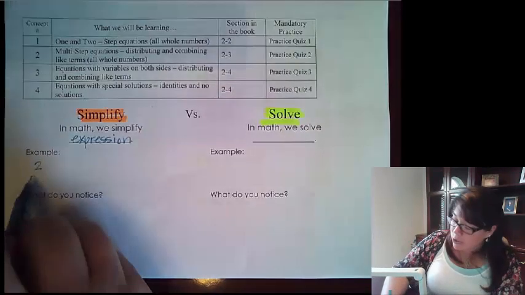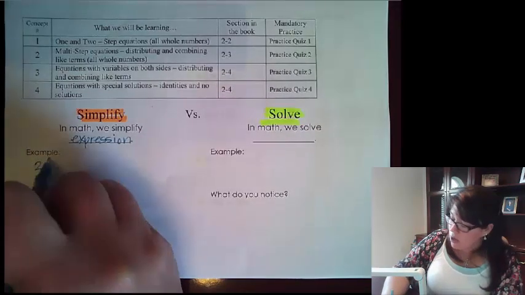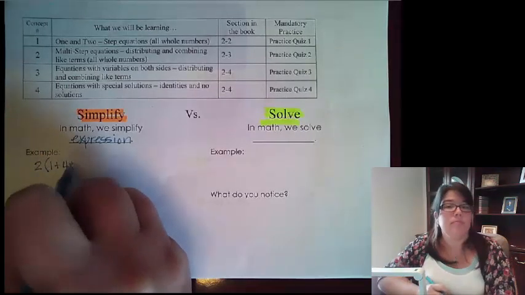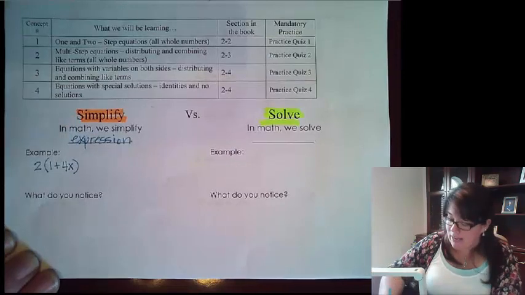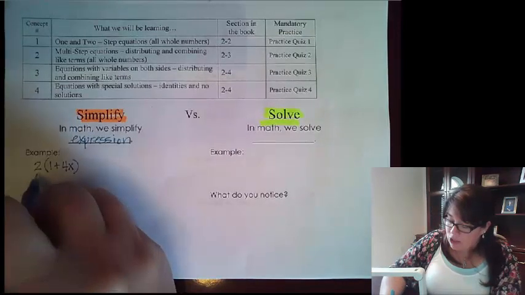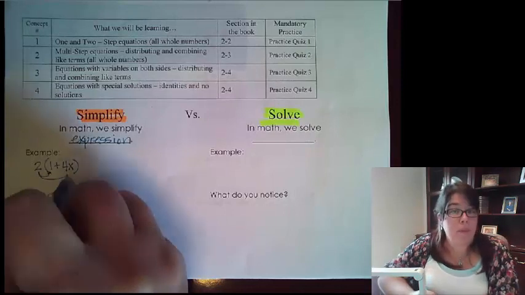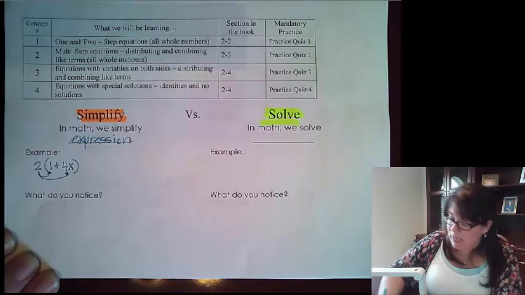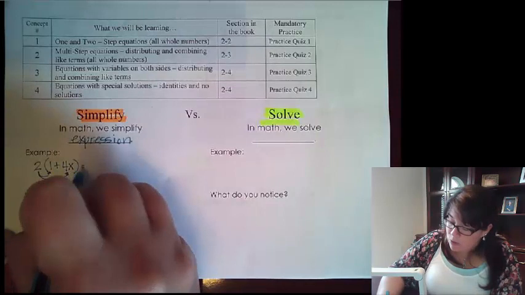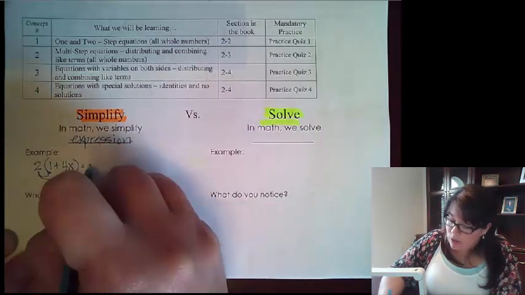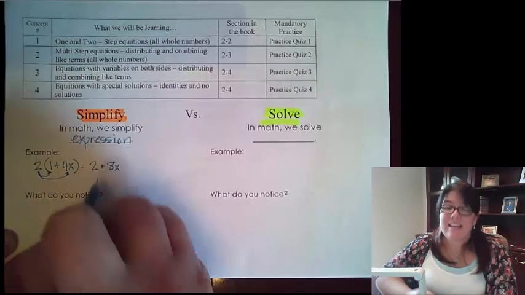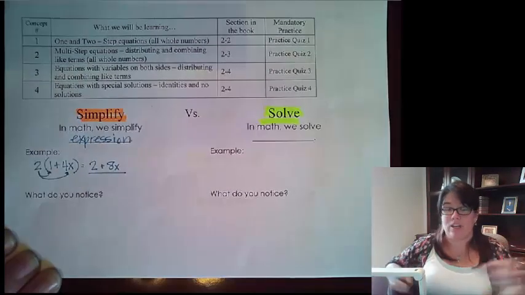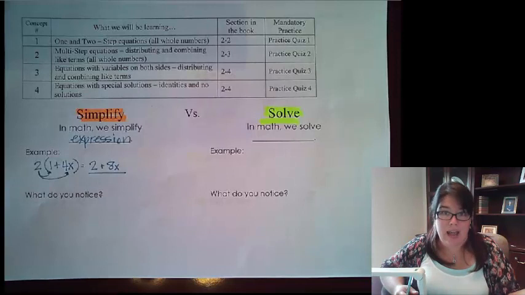If I have 2 times (1 plus 4x), that is an expression. And I'm going to simplify it by distributing this 2 into both parts. And distribution means multiplication, so this becomes 2 times 1 is 2, 2 times 4x is positive 8x. And so this is a simplified version of the initial expression that we had.